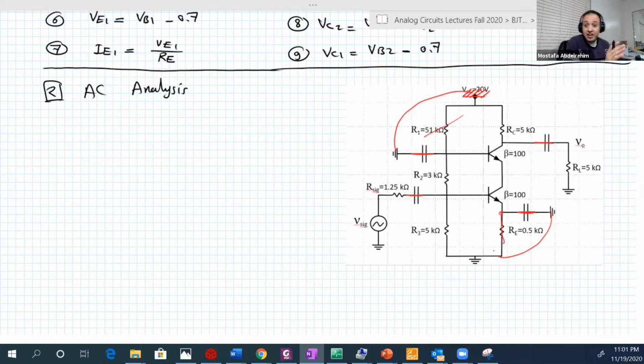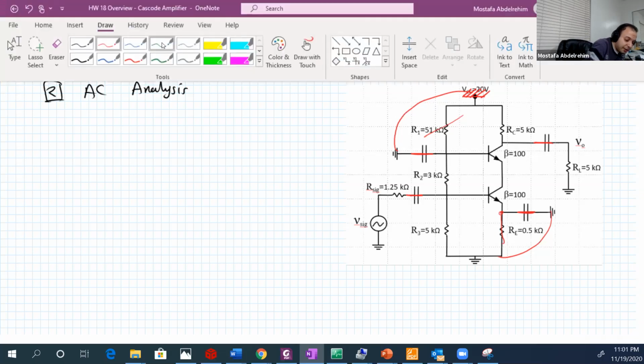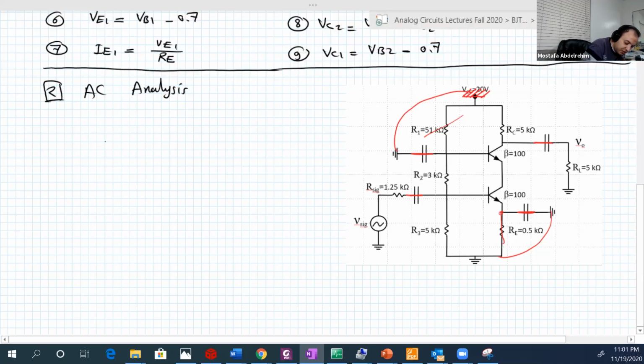Good. We will put the equivalent circuit. We have two models for the transistor. Both are equivalent, but one we use with common emitter and common collector amplifiers, and another one we usually use with common base. So we will combine them now. We have two transistors, so you have two transistor models. The first one is a common emitter.